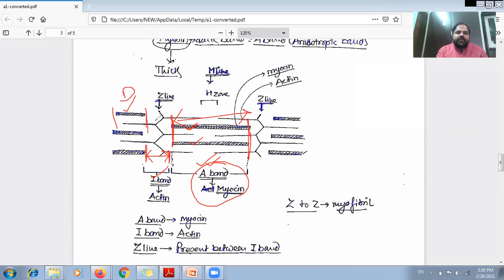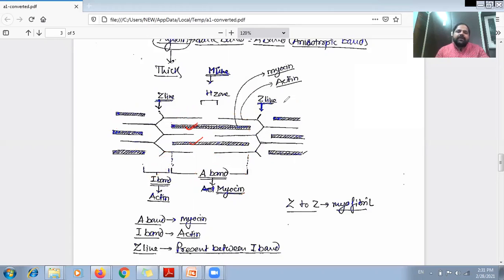This region from here to here, there is only actin, so it will represent the lighter band. After that, again myosin comes, so it will represent the darker band. After this myosin, again there is only actin, so again it will represent the lighter band. After that, darker band. So it gives lighter and darker zones in the muscles alternately, and it gives a characteristic feature in the skeletal muscle. That's why it is called striated muscle.